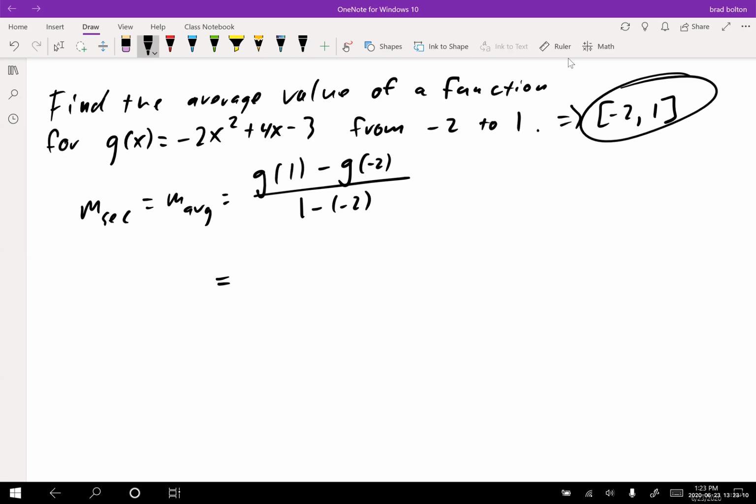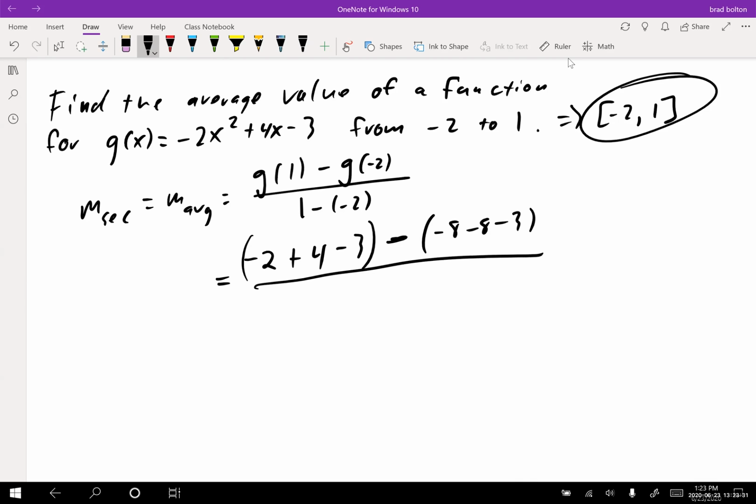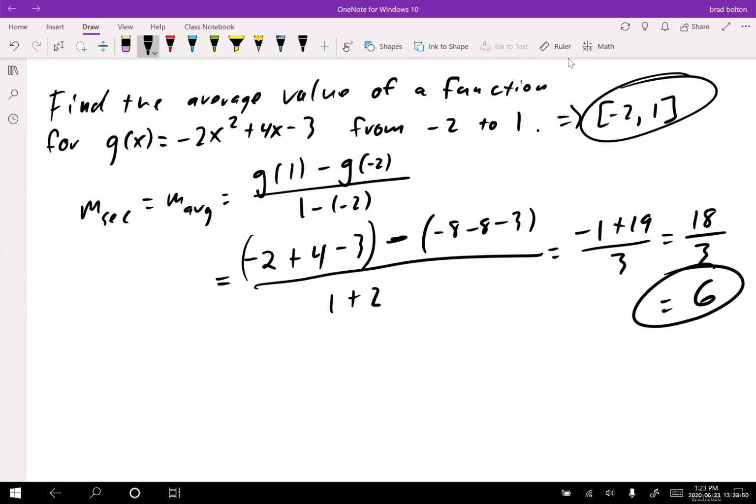So then we're going to take 1 and plug it in, and we're going to get negative 2 plus 4 minus 3. So that is G of 1. So now we have to do G of B minus G of A, which would be negative 2 squared is 4 times negative 2 is negative 8, minus 8 minus 3, all over 1 plus 2. So when we clean this up, this is going to be negative 1 minus negative 19, plus 19 all over 3. So this will become 18 over 3, which is 6. So we have that M average is equal to 6. Okay, so that's how you could find the average rate of change.